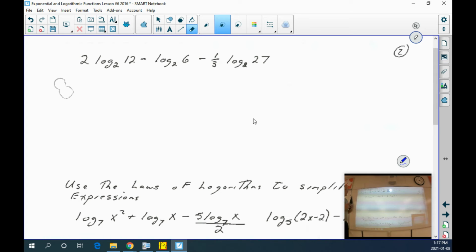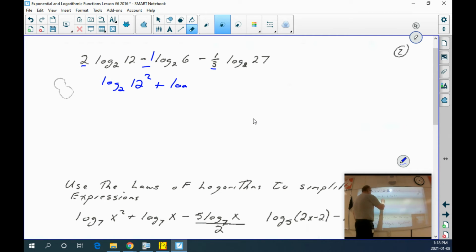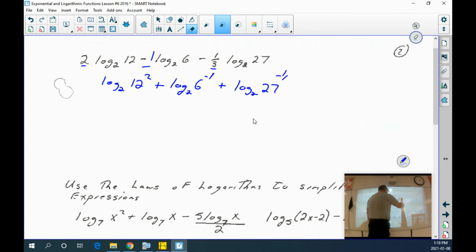This one here, I'm going to do the same thing as before. I see the difference. I see coefficients in front. And I'm going to imagine a coefficient of -1 in front there also. So log base 2 of 12 squared plus log base 2 of 6 to the -1. So I shook the exponent or the coefficient -1 up, turned it into a plus log base 2 of 27 to the -1/3.